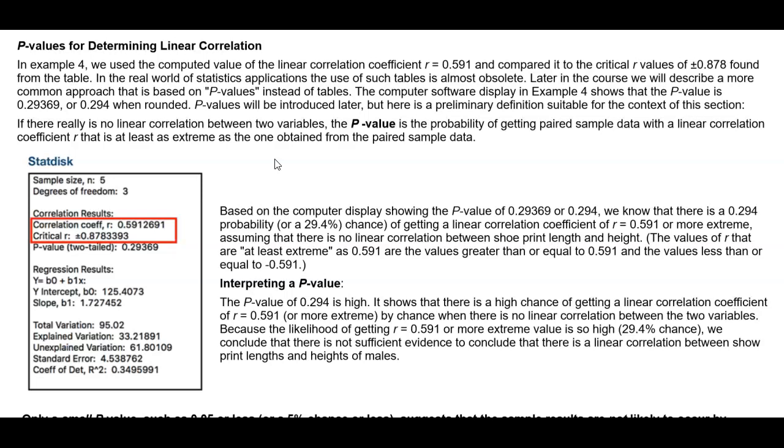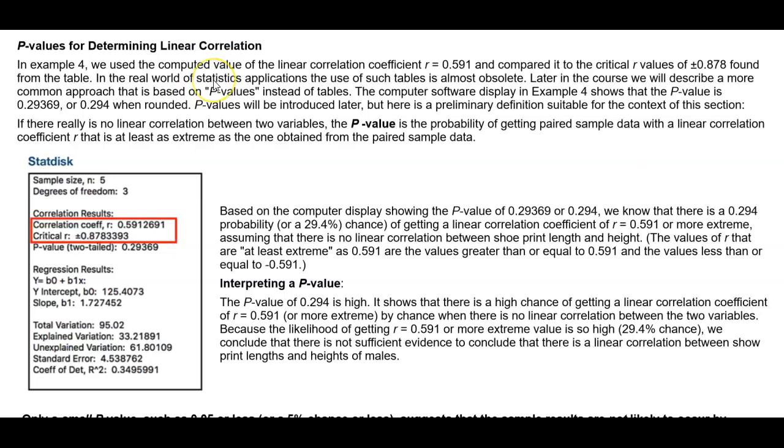In the real world of statistics applications, the use of such tables is almost obsolete. Later in the course, we will describe a more common approach that is based on what we call p-values instead of tables. The computer software display that was in example 4 shows that the p-value is 0.29369 or rounded to 0.294.